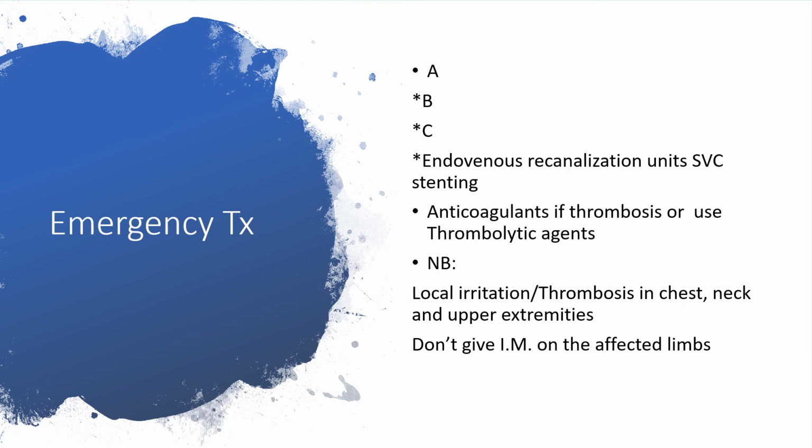And after that, we'll have to send consult because we need a venous recanalization of the superior vena cava with stents. We can call for anticoagulant if there's thrombosis, or we use thrombolytic agent, but we have to rule out contraindications to thrombolytic agent. You can get all these if you check my channel for presentation on pulmonary embolism, venous thromboembolism, and of course myocardial infarction. Note: local irritation or thrombosis in the chest region or neck or upper extremity will prevent us from using that affected limb or limbs.